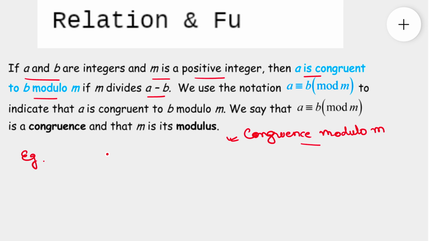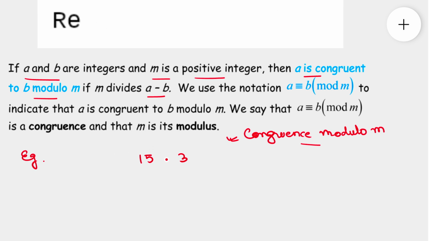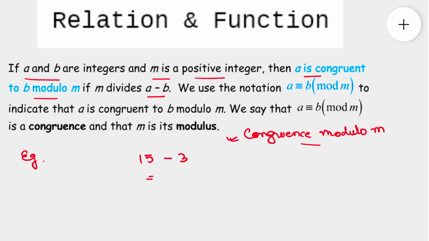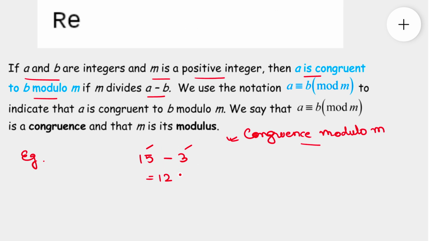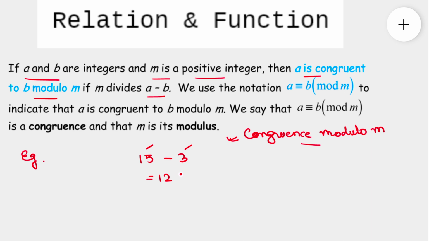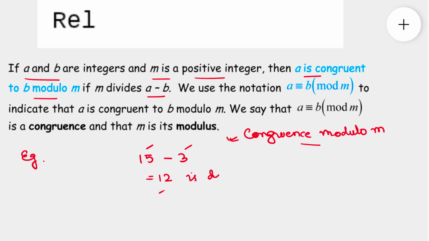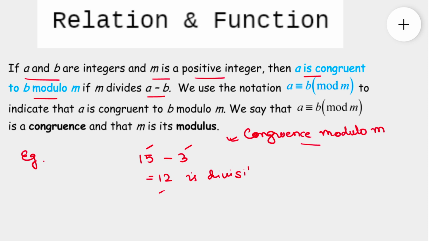Suppose you have two numbers, 15 and 3. Clearly the difference of 15 and 3 is 12. 15 and 3, by the way, are both integers, and the difference of two integers is again an integer, so we get 12. Now this number, 12, is exactly divisible by 4. Yes, it might be divisible by other numbers as well, but for the argument's sake I am saying it is divisible by 4.